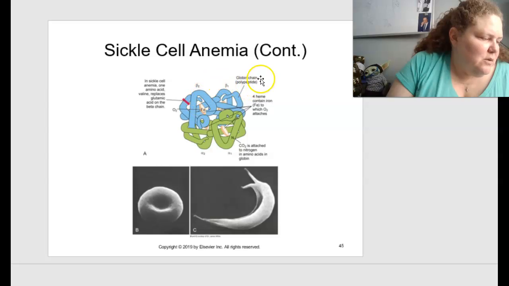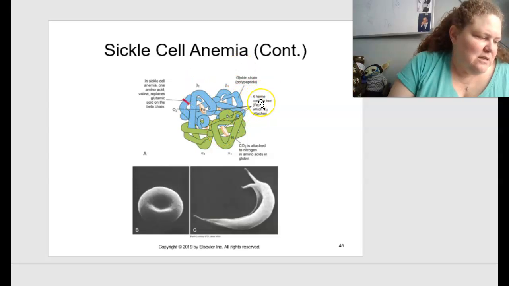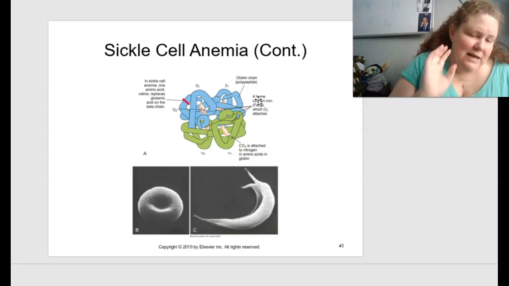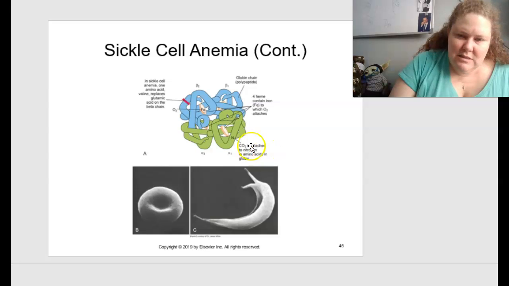And then you have your globin chain, which is your polypeptide over here. You have your 4 heme groups, each of which contains an iron, an Fe iron, which is going to actually attach to the oxygen. And then also CO2 is attached to nitrogen and amino acids in the globin. Right, so this is the structure of a 4 subunit, 1 hemoglobin molecule.